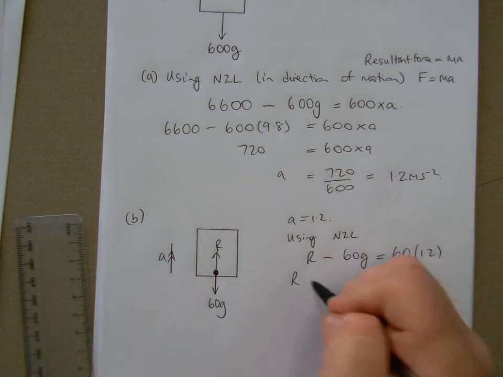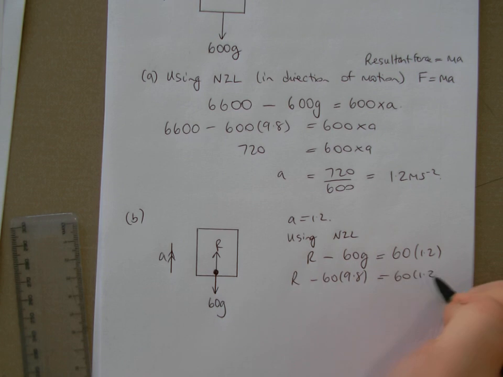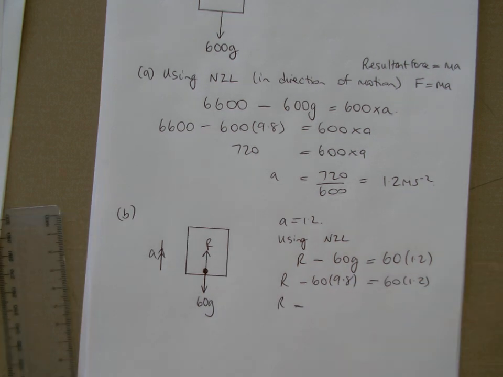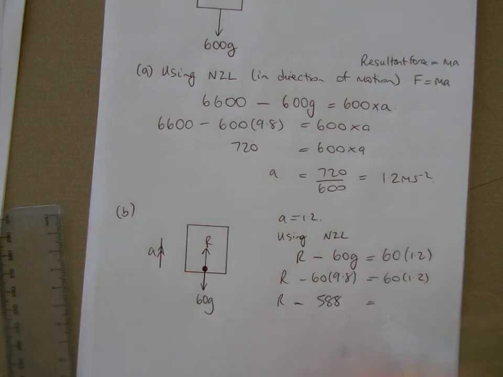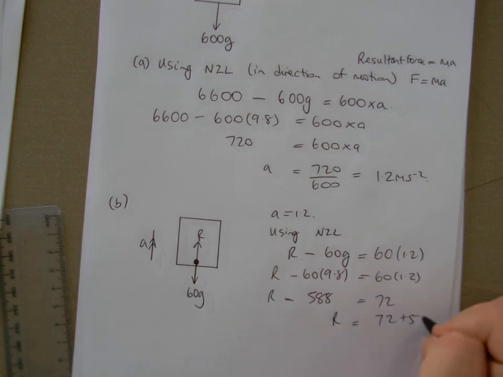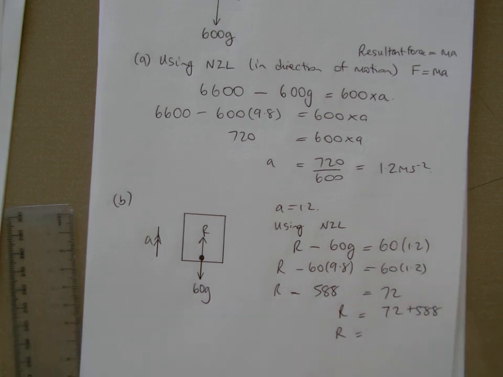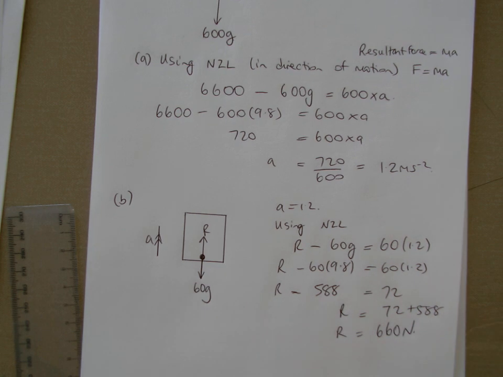So you get R minus 60 times 9.8, which is 588, equals 60 times 1.2, which is 72. So we take 588 over, and we get our answer to be 660 newtons. That's the reaction on that person.